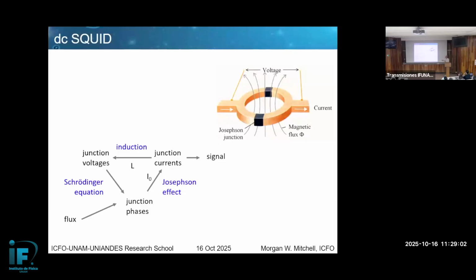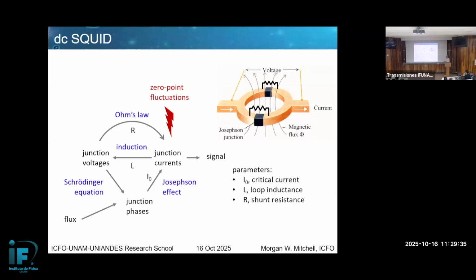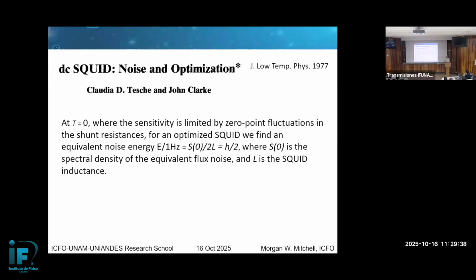The interesting thing here is that all of these are coherent effects, and as a result, the current state of the SQUID would depend entirely on its past. And in order to break that, they put something which is not coherent, which is a resistor here, and then that, through Ohm's law, gives you a modification to this current, and it also gives you an introduction of quantum noise because the resistor is subject to zero-point fluctuations. Okay, so that's what Tesch and Clark were able to study and derive.